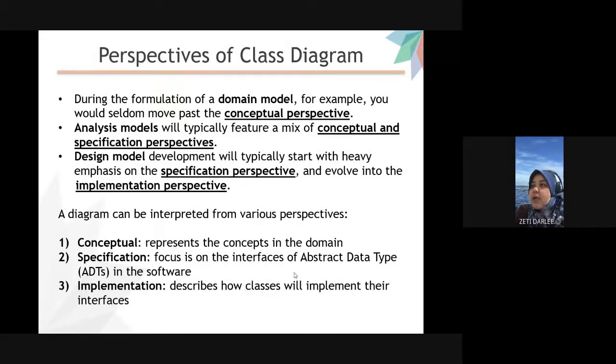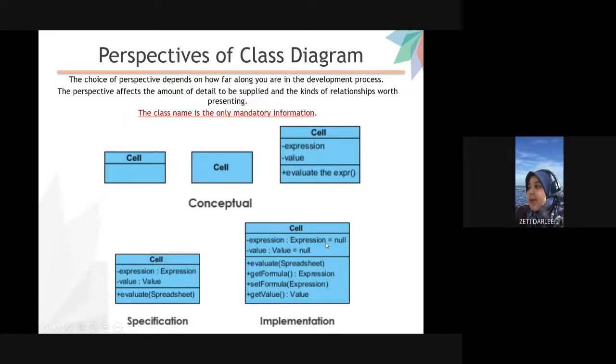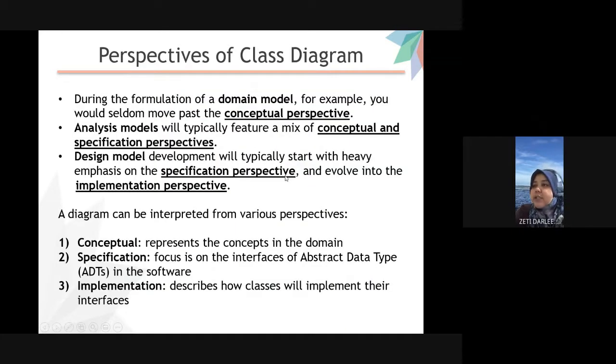Okay, during the formulation of a domain model, for example, you would seldom move past the conceptual perspective. Selalunya kita boleh go straight to specification ataupun the implementation model. Tapi untuk class basics, saya boleh terima sampai ni lah, sampai this one. At least untuk operation ni dia ada positif ataupun negatif. Ini menunjukkan private ataupun public ya. Types of operation yang kamu provide untuk class tersebut.